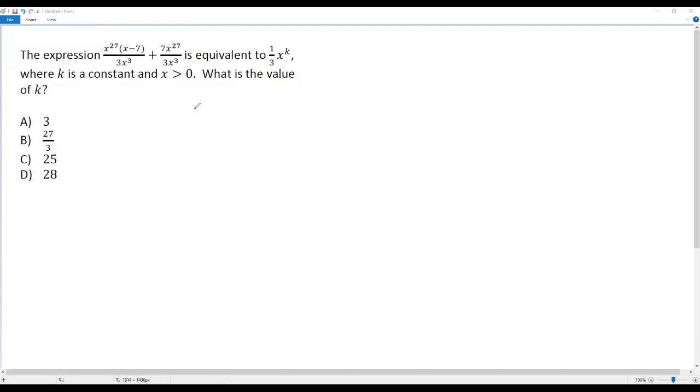Here we have a SAT math problem. Okay, let's go to the question. The expression we have over here is equivalent to 1/3 times x to the kth power, where k is a constant and x is greater than 0. What is the value of k?